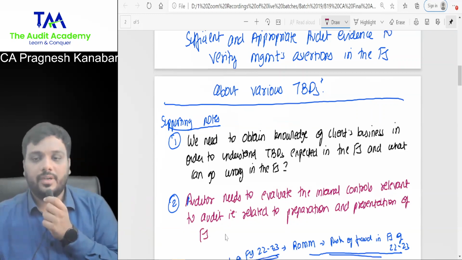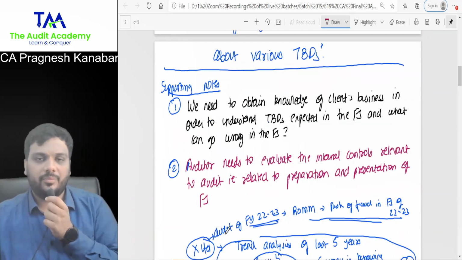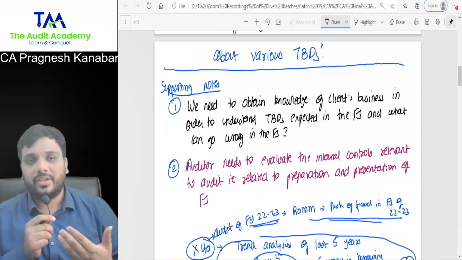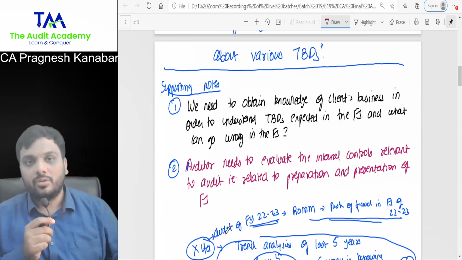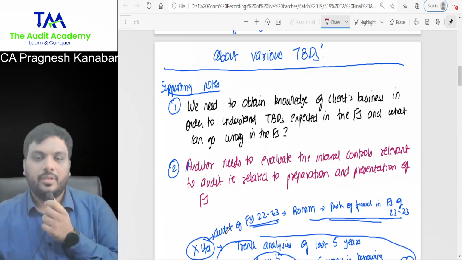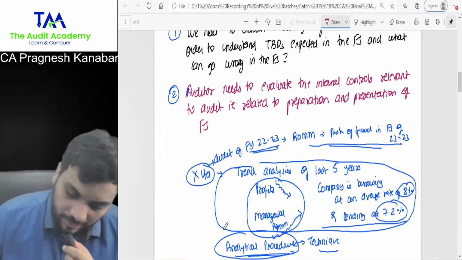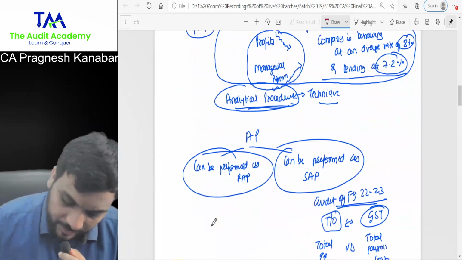Relevant to audit, that is related to preparation and presentation of financial statements. The auditor is not concerned about the overall internal controls, or to be very specific, the internal controls which have nothing to do with accounts. All right. All of this will be expanded at a later stage also. Okay, so this was my rough working for analytical procedures.